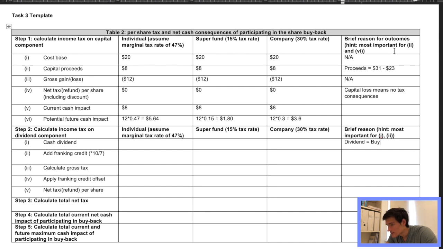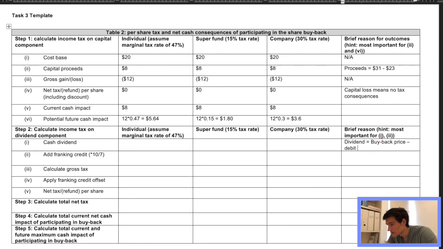Now onto the next bit. So I'm going to write out the reasoning first. Dividend equals buyback price minus debt. So this is similar to what we were doing before. So 28 minus 5. So we're going to get 23. I'm not sure why it's red. Never mind, I'll just leave it.